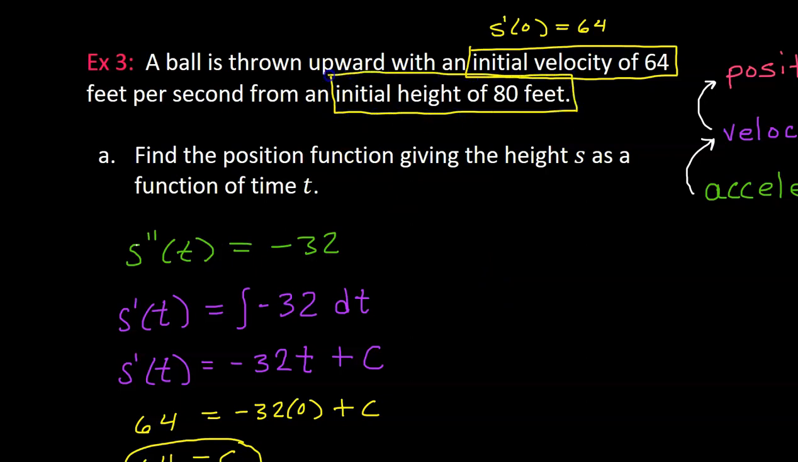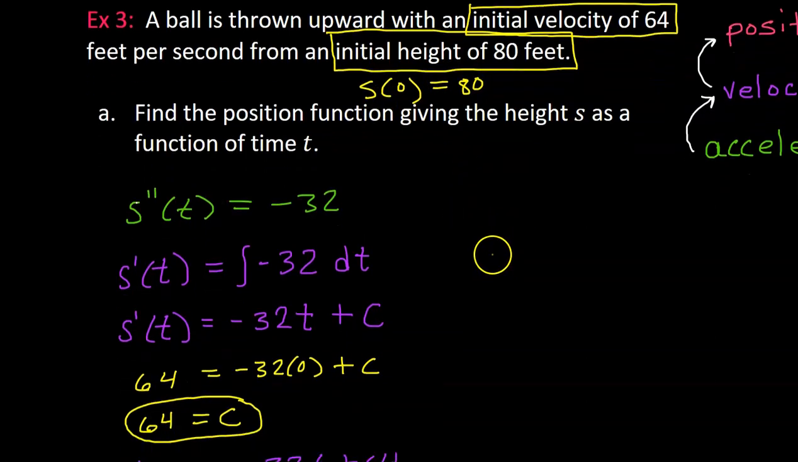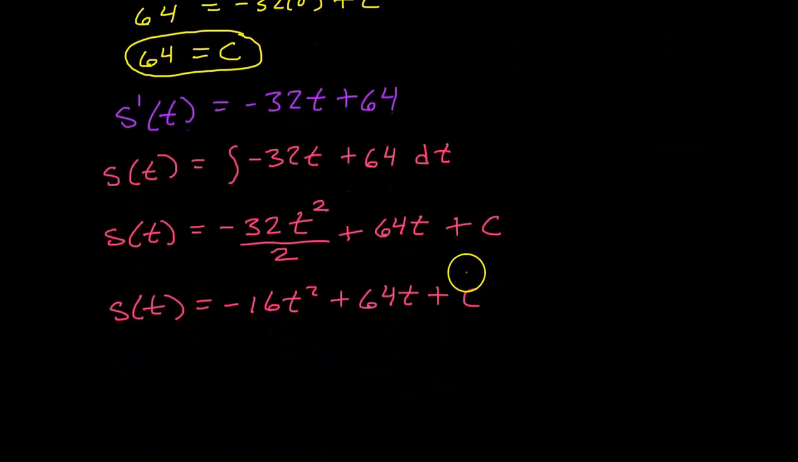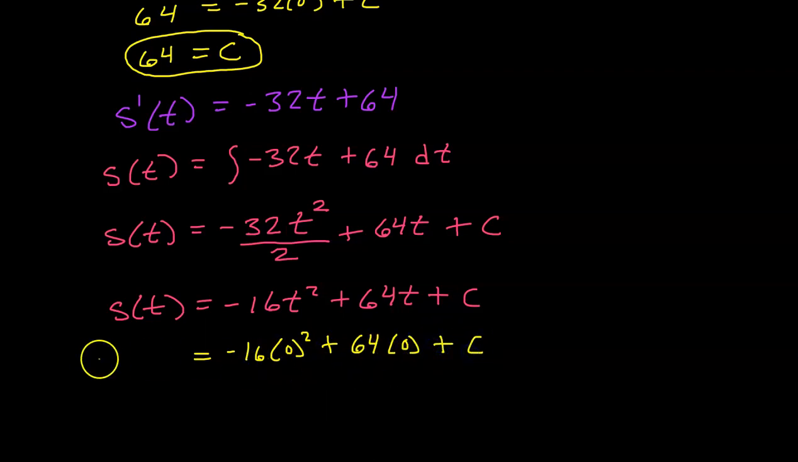All right, so that's an initial position. In other words, s at 0, the position at time 0, is equal to 80. Let's substitute that into our general equation. So at time 0, we have negative 16 times 0 squared plus 64 times 0 plus c. So at time 0, the position is 80. So this entire expression is equal to 80.